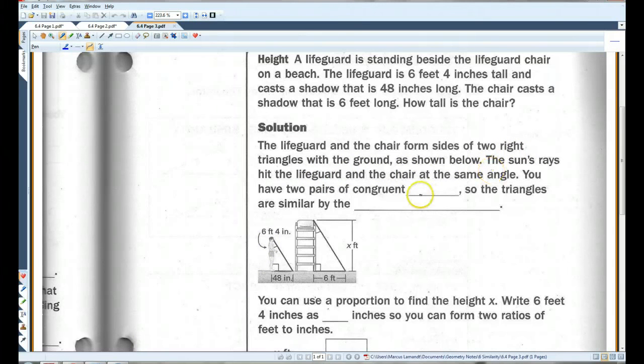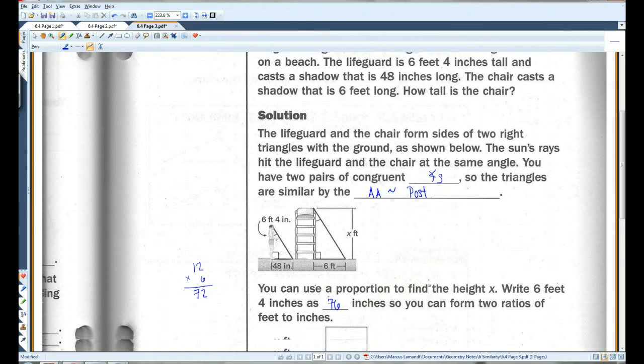So you have two pairs of congruent angles. Once again, the right angle and this angle. So the triangles are similar by angle-angle similarity. We can use a proportion to find the height x. Write 6 feet 4 inches. 6 feet, there's 12 inches in a foot. 12 times 6, hopefully you guys know, is 72 inches. 72 inches plus 4 inches is 76 inches.